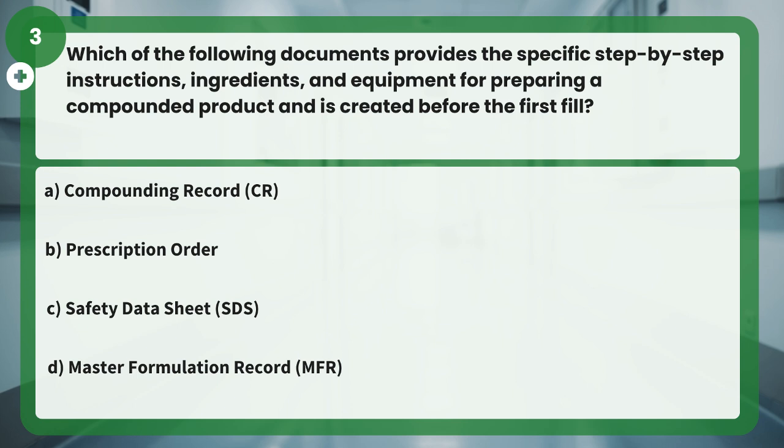Question 3. Which of the following documents provides the specific step-by-step instructions, ingredients, and equipment for preparing a compounded product and is created before the first fill? A. Compounding record, CR. B. Prescription order. C. Safety data sheet, SDS. D. Master formulation record, MFR.